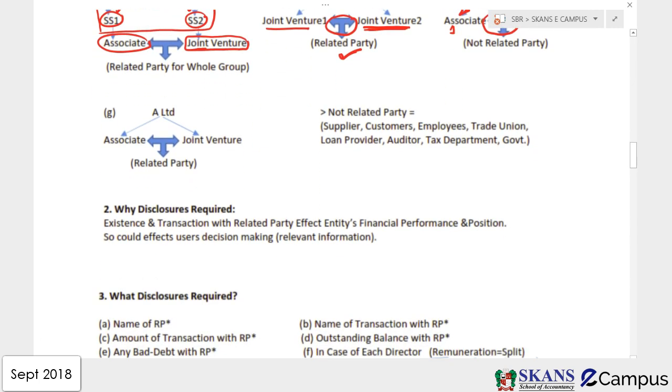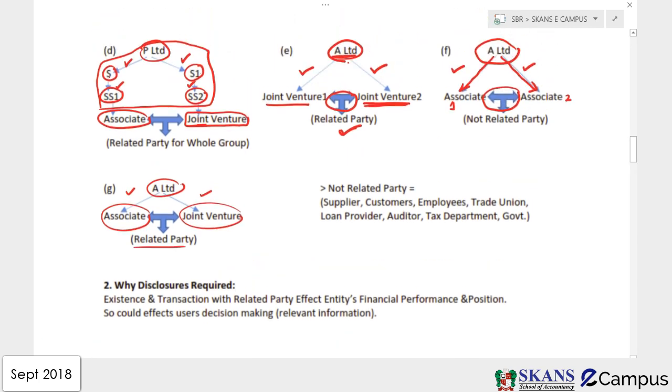Then guys, we are going towards another structure, and that is if we have one company that has one associate and one joint venture. Obviously for A Limited, both the companies are related parties, and this relationship, joint venture and associate, is also a related party. So this is important, guys. If you have one associate and one joint venture, both are related parties. If you have two joint ventures, they both are related parties. But if you have two associates, they are not related parties because of the significant influence, because there is no control.